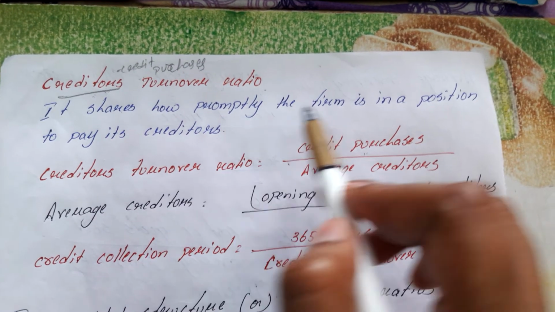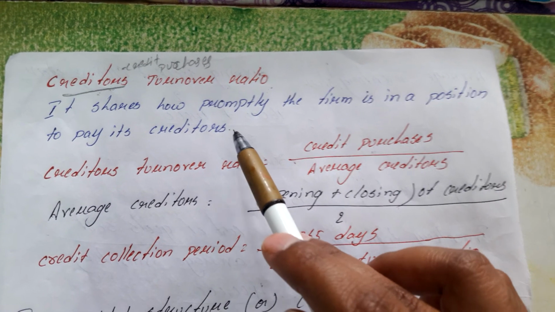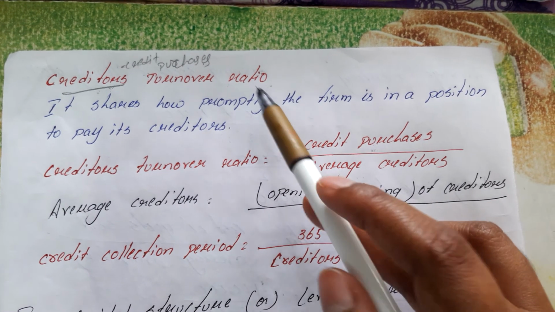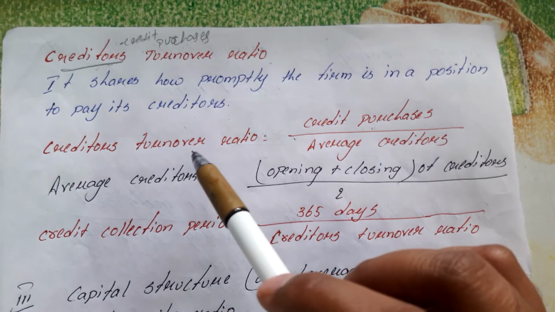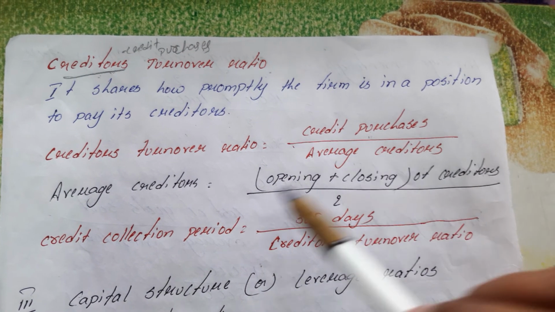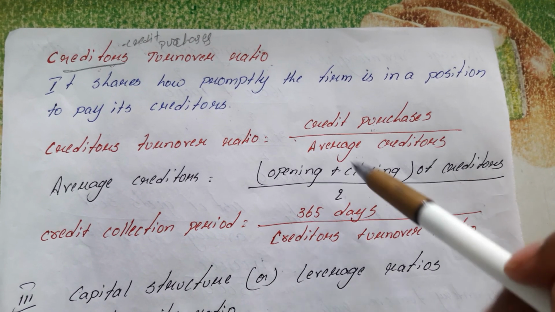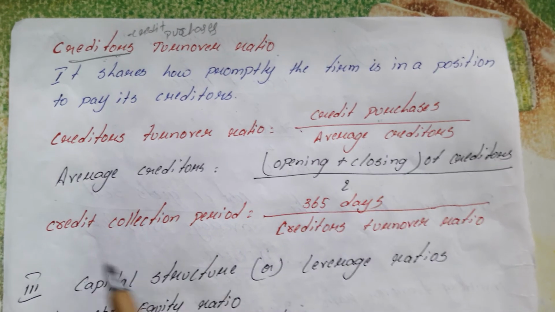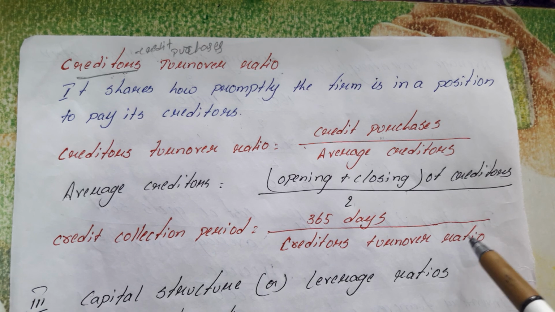So it shows how promptly the firm is in a position to pay its creditors, meaning how much time we are taking to pay the amount to our suppliers. That is called creditor turnover ratio. The formula is: creditor turnover ratio is called credit purchases by average creditor. Average creditor is opening plus closing of creditor by 2, or you can write opening creditor plus closing creditor by 2 also. Next, credit payment period is 365 days by creditor turnover ratio.